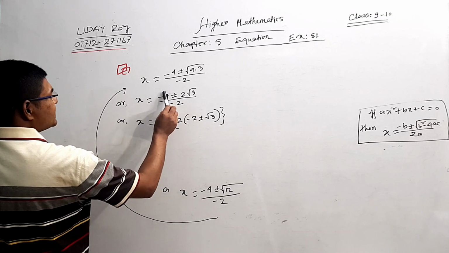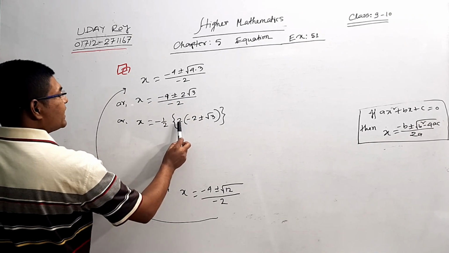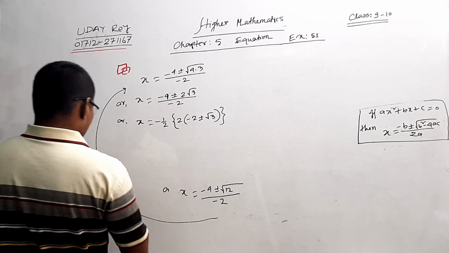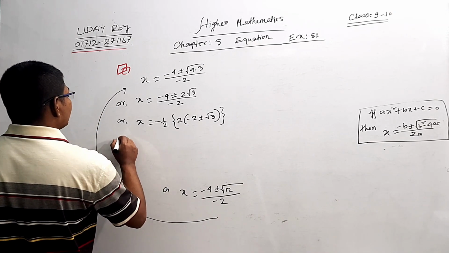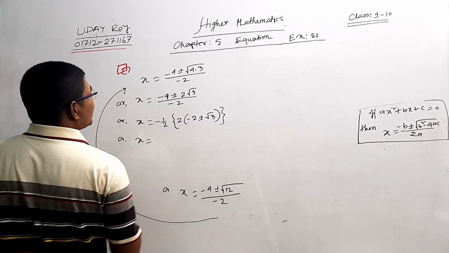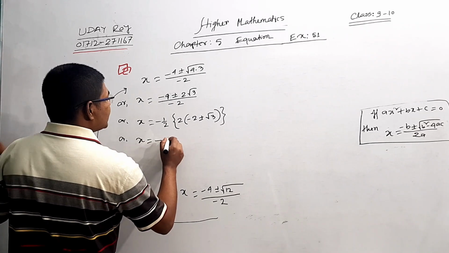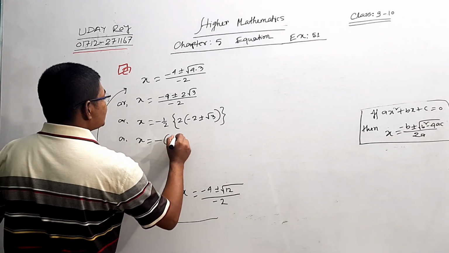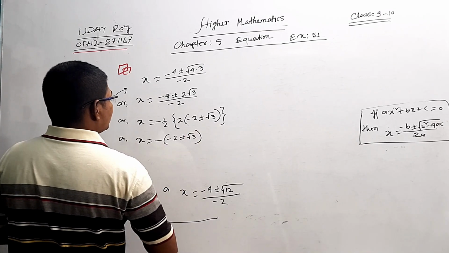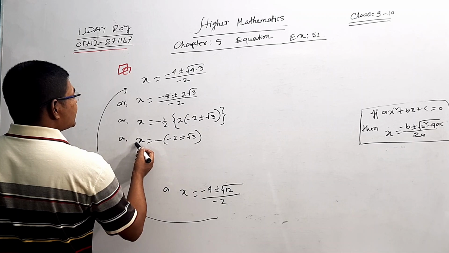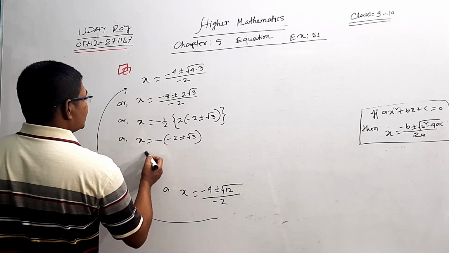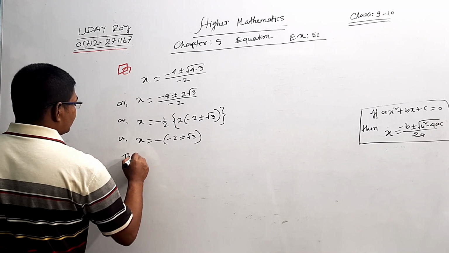This is 2 and this is 4, take common only 2, so we get 2 times minus 2 plus minus square root of 3. So we will get x equal to, 2 and 2 cut, so with the minus we get x equal to minus and minus 2 plus minus square root of 3.